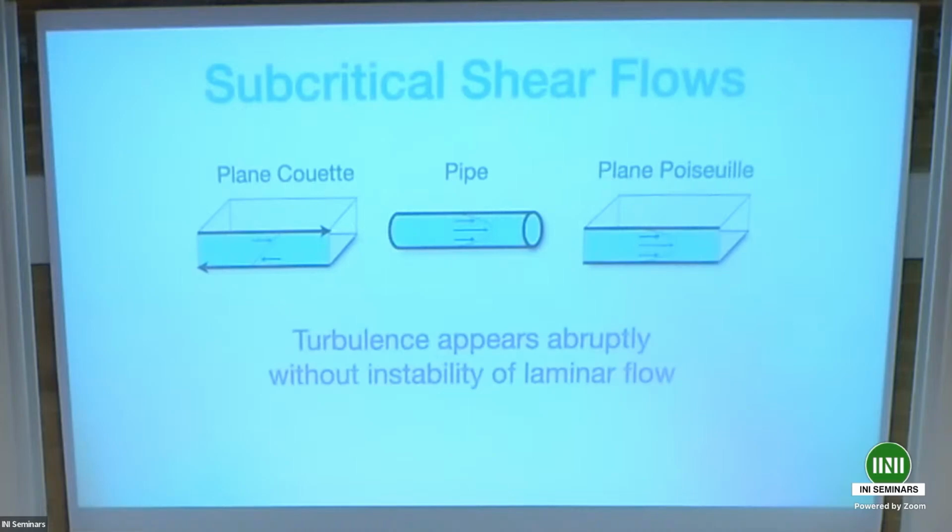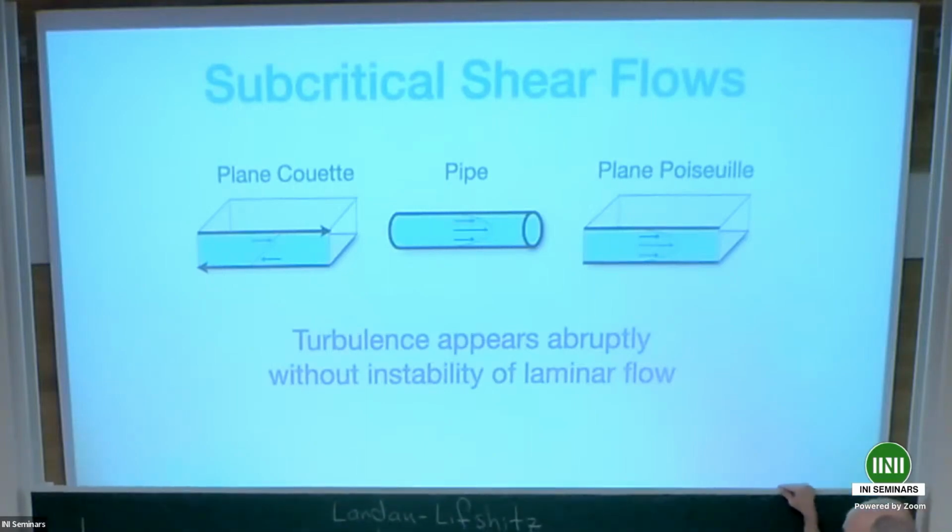So the first thing is turbulence appears abruptly in these systems without laminar flow becoming unstable. And I've shown here, sorry, I kind of messed around with my slides this morning, so I'm not sure what the next slide is going to be. Let me just show here.